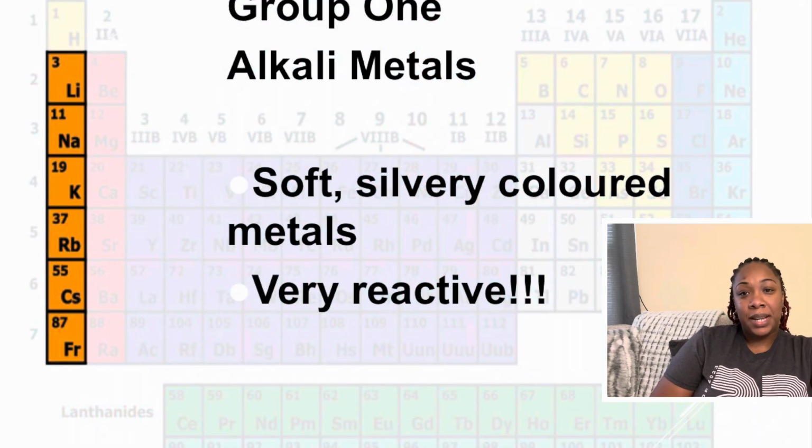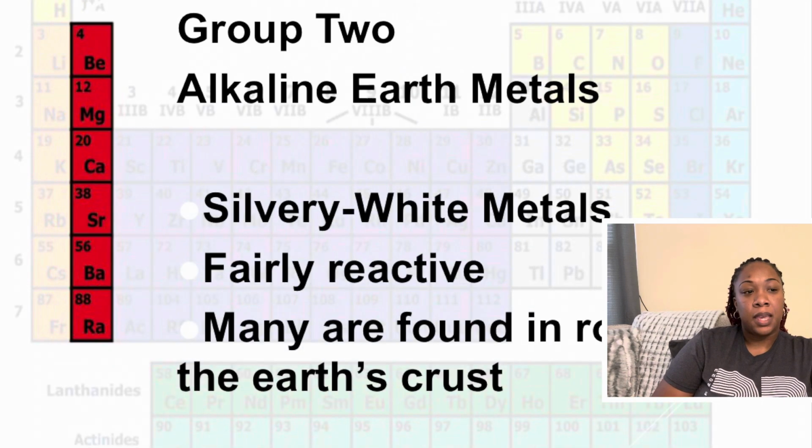Now, the group 1 elements are referred to as the alkali metals. They are soft, silver colored metals. They are very reactive, extremely reactive. In fact, if we want to keep, for example, some sodium from reacting, we have to store it under oil. It's very reactive. It will react with the air that is present around it. These elements have just one valence electron, and the elements range from lithium all the way down to francium.